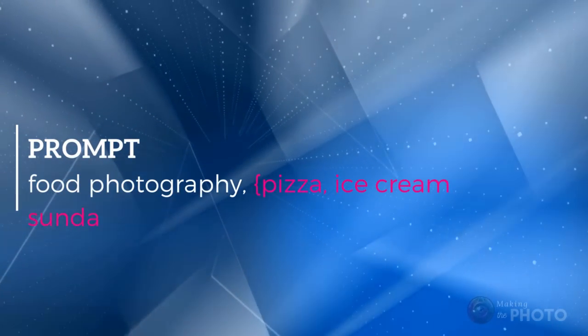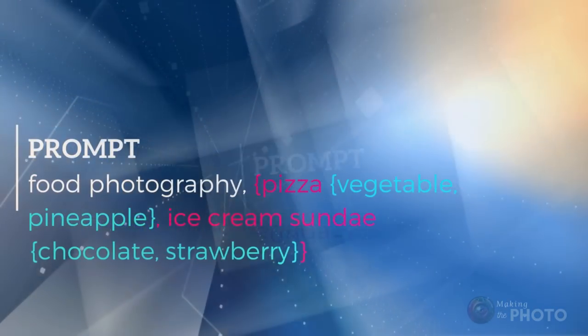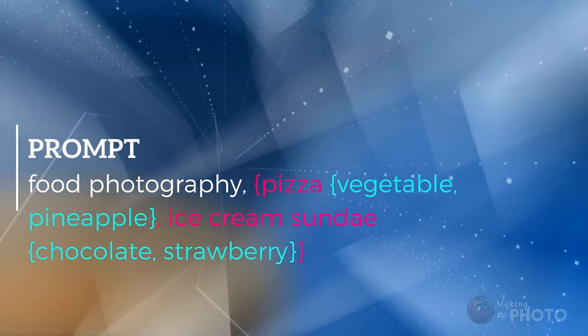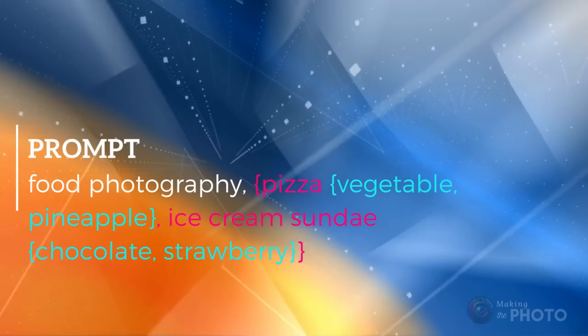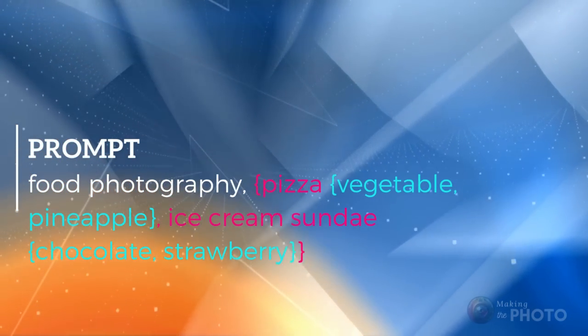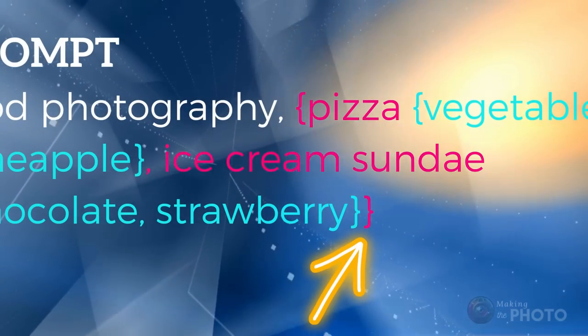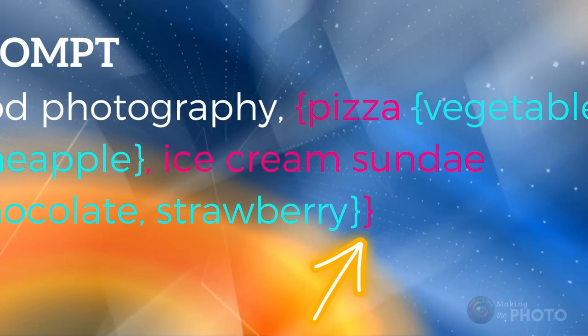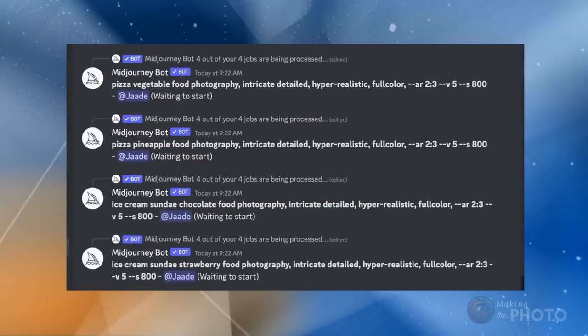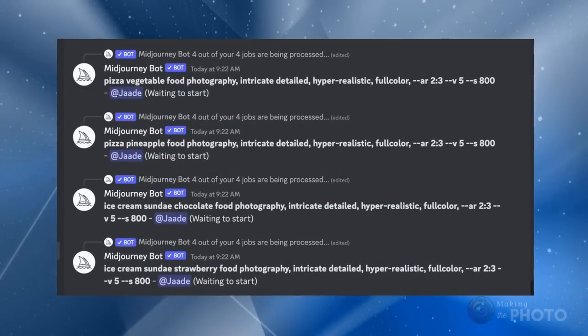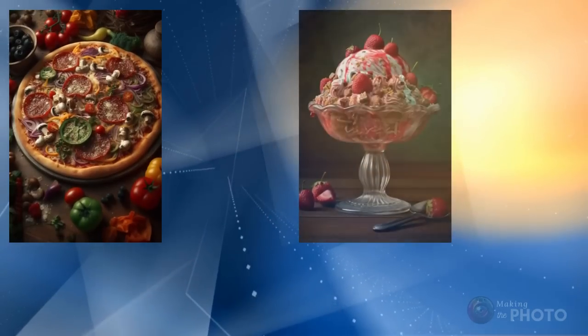Pizza, ice cream sundae is the major parameter. Vegetable, pineapple is a smaller parameter next to pizza. And chocolate, strawberry is the parameter next to ice cream sundae. Make sure you close all of the brackets. How many images will this prompt make? Well, 2 pizzas and 2 different ice cream sundaes will make 4 different prompts.